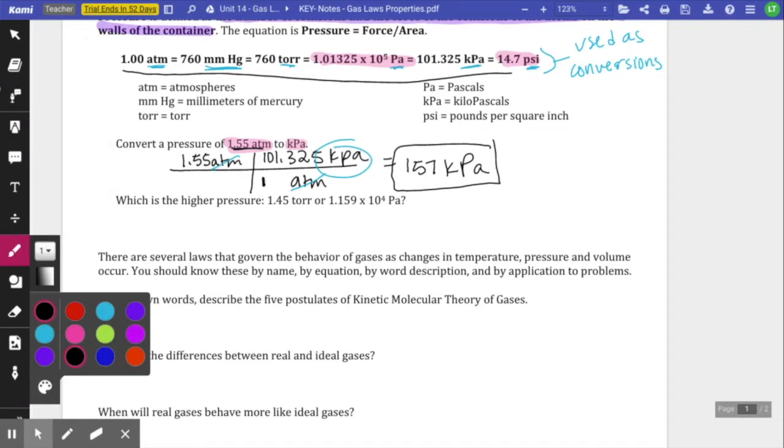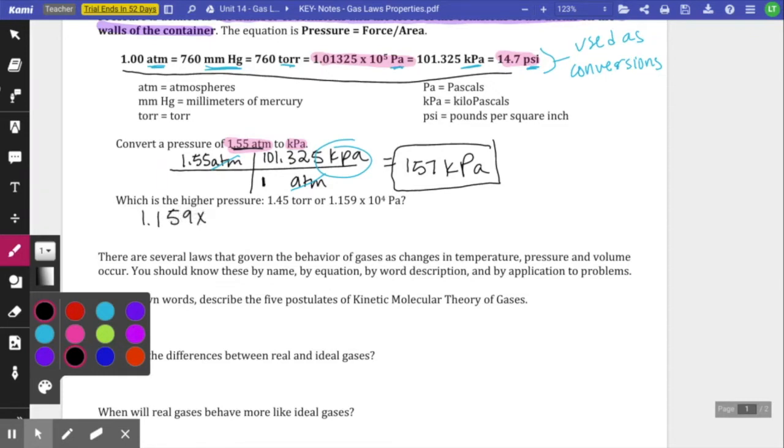Okay, so I just personally am going to convert the pascals. Doesn't matter. I just chose it because it's a really big number, and I feel like it's easier to compare smaller numbers. So since we have 1.5 torr, I'm going to convert my pascals there, just because I don't really like using scientific notation if I don't have to. So there you go.